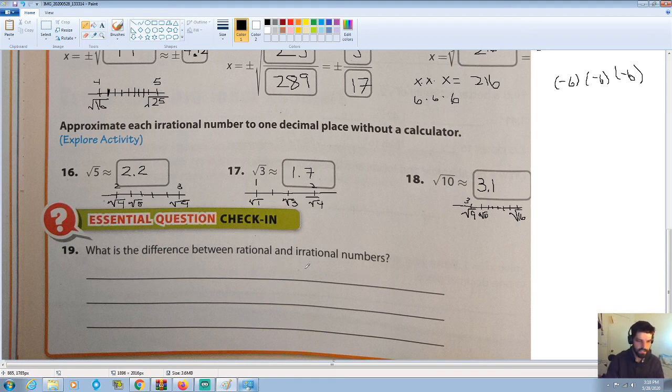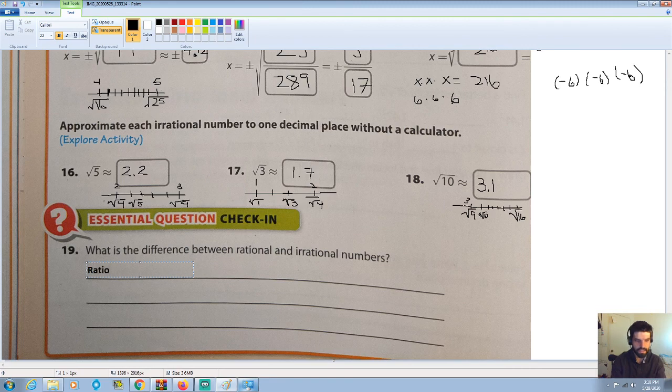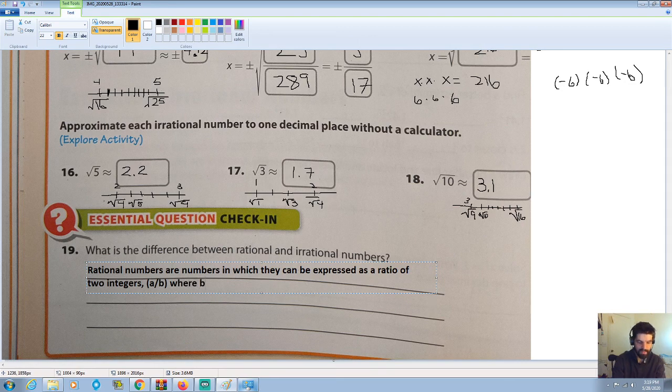This last question is just kind of an essential question check-in. What is the difference between rational and irrational numbers? So just as a definition recap, rational numbers are numbers that can be expressed as a ratio of two integers, a over b, where b is not 0.